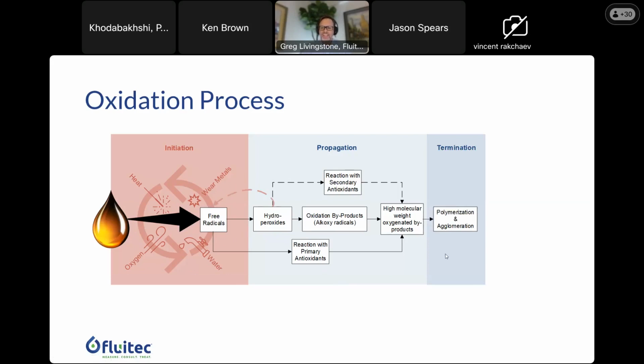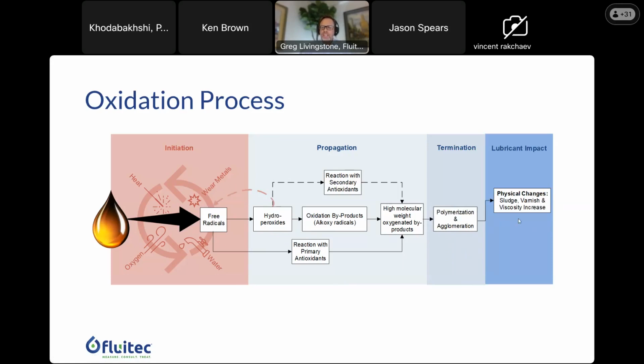phase. Then we see these oil degradation products polymerizing and, at some point, agglomerating and becoming higher molecular weight species that can come out of solution of the oil. Finally, we see the impact on the oil, both physically with the formation of sludge and varnish, or in some cases viscosity increase, and we see chemical changes in the oil, such as acid production.